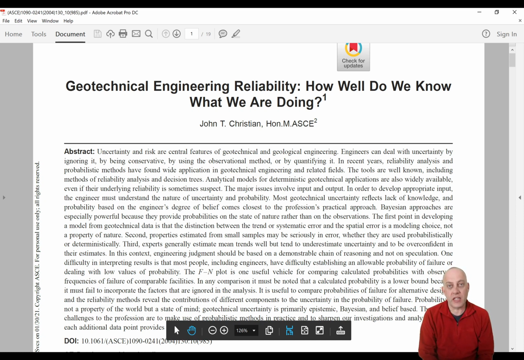It could easily be an entire course, a semester-long course, or maybe even a year, to really get into the details of reliability analysis, because there's a lot of calculations that have to happen to get it. So anyway, what we're talking about with reliability analysis is computing a probability of failure.